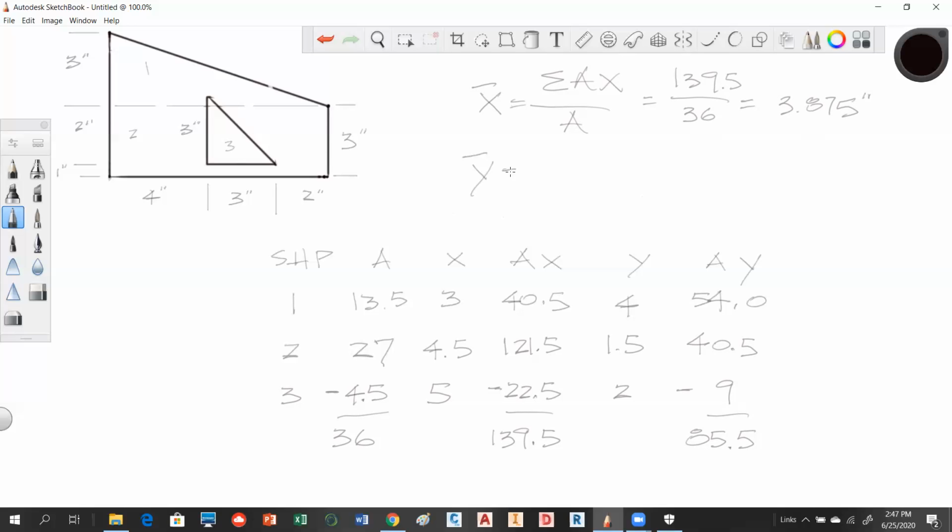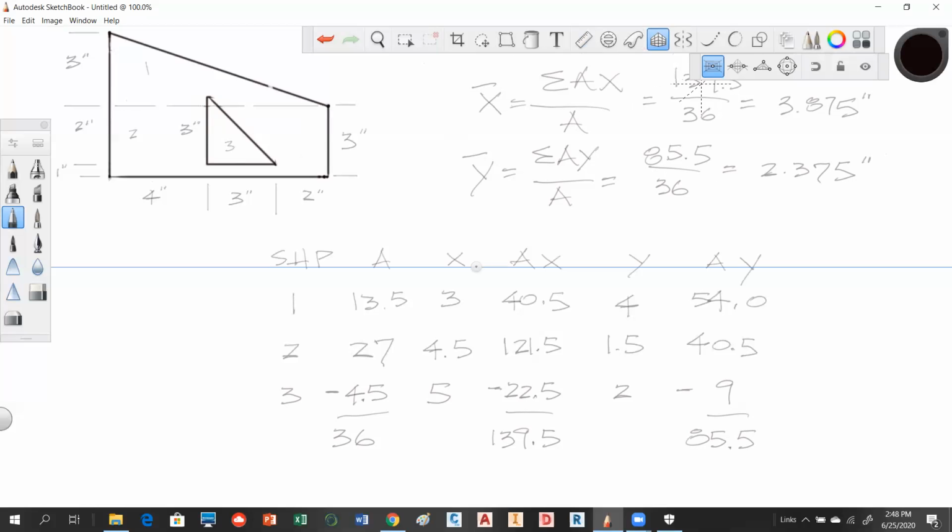The y bar distance is the summation of the Ay's divided by the sum of the area, and that gives us 85.5 divided by 36, and that gives us 2.375.